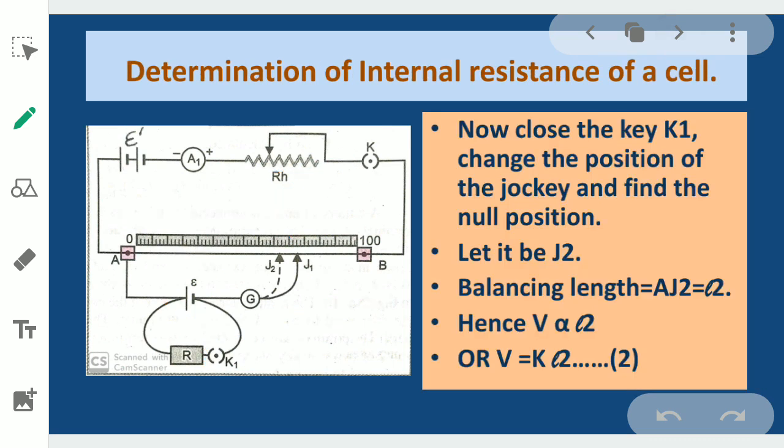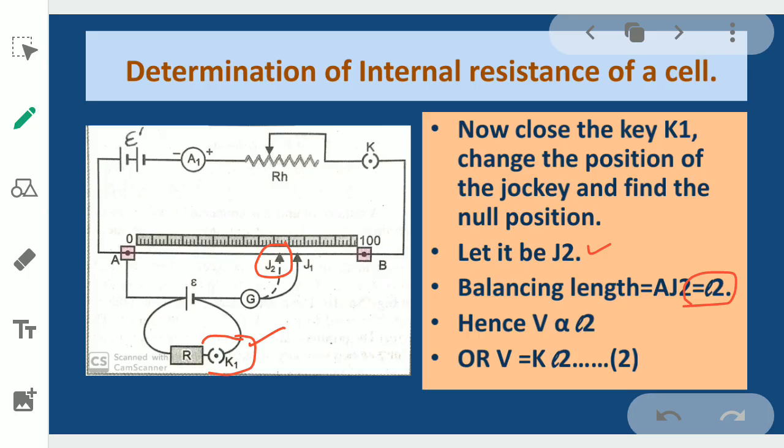In the second condition, we see that the key K1 is closed. We close the key K1 and change the position of the jockey so that it shows the null point at point J2. So this is J2, the position of the null point. So the balancing length AJ2 will be L2. In this condition, when K1 is closed, we will get the terminal potential of the cell with electromotive force E, which is equal to V.